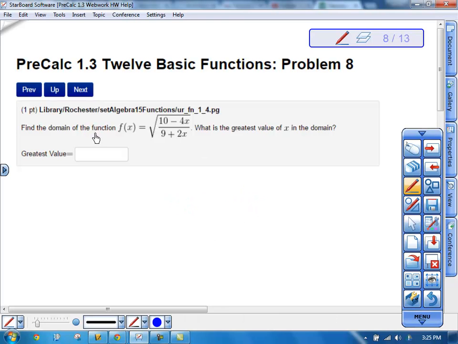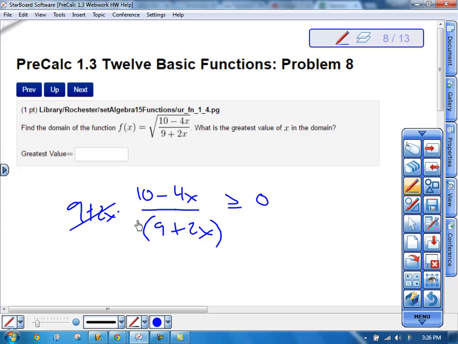Okay, next one says find the domain of this. It just wants the greatest x value in the domain. So basically we know that what's underneath this thing has to be greater than or equal to 0 because we can't have this negative. So if you multiply both sides by 9 plus 2x, this cancels, and it doesn't matter, this is just 0 still. So that gets rid of the bottom.